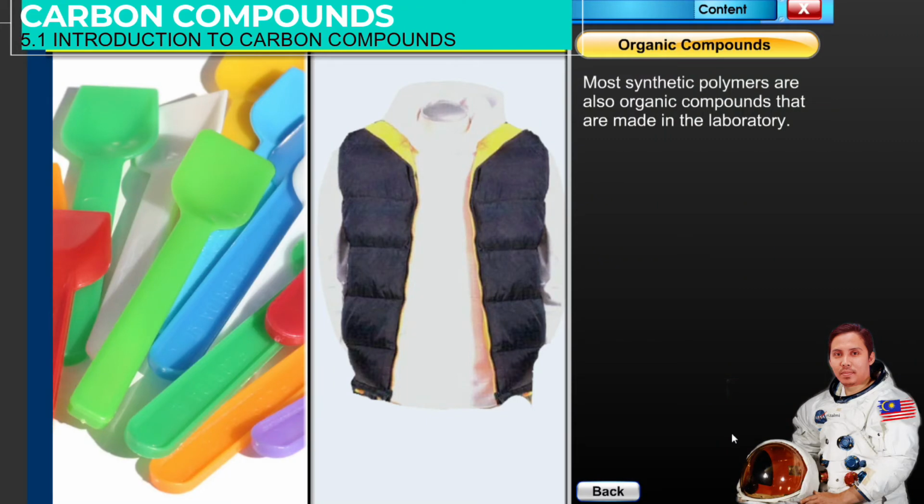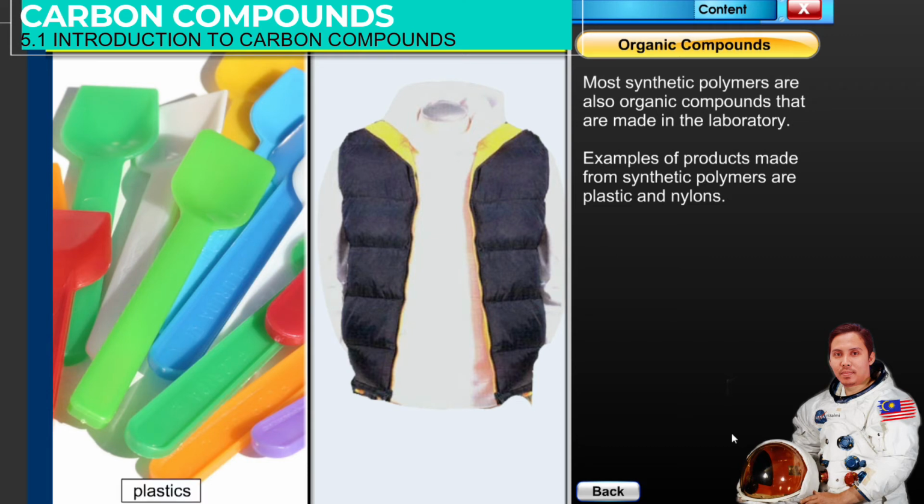Most synthetic polymers are also organic compounds that are made in the laboratory. Examples of products made from synthetic polymers are plastics and nylons.